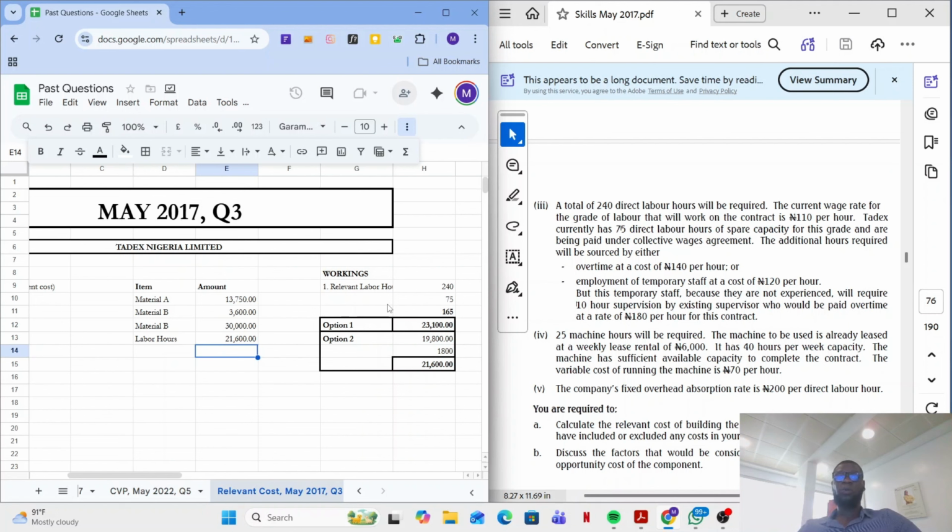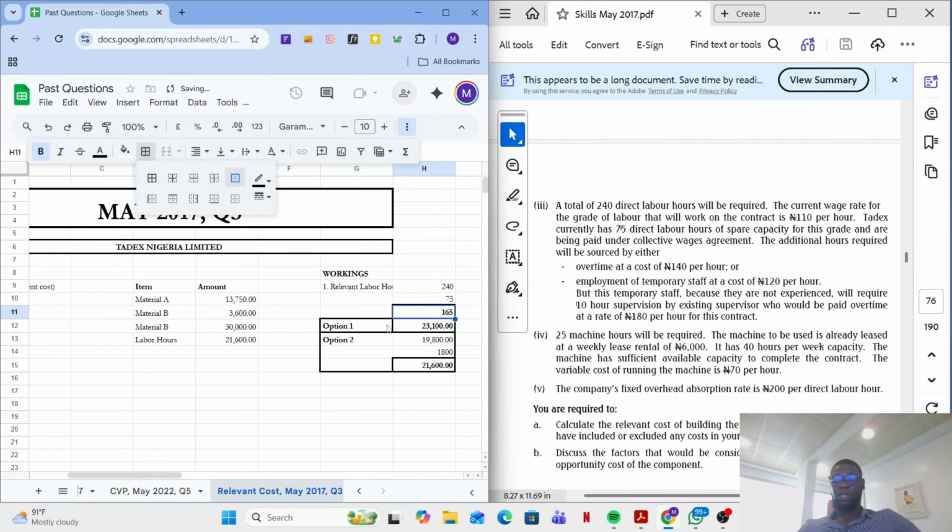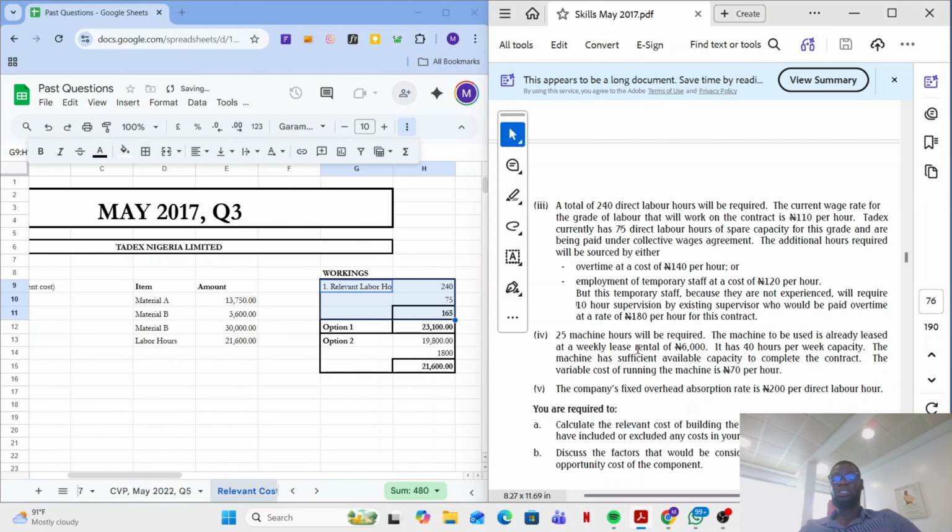In case you're wondering why we really removed this 75 hours, that is the reason. Spare capacity or idle time is not a relevant cost. Please note. All right, let's go to the next part, which is machine hours.